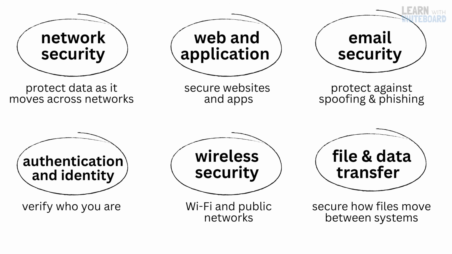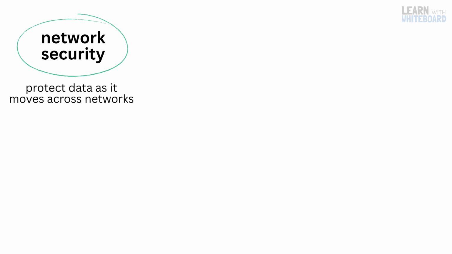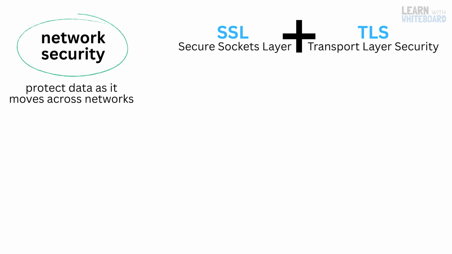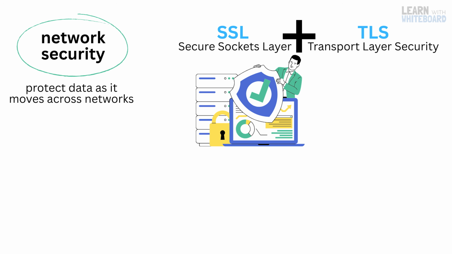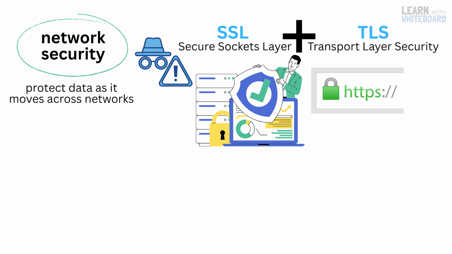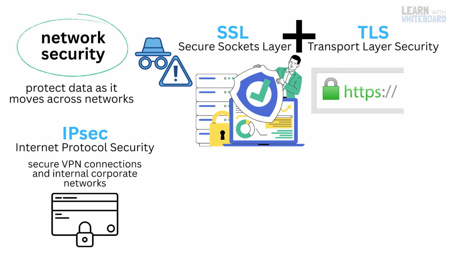Let's start with the backbone of internet security, network protocols. SSL and TLS are what encrypt data when it travels from your browser to a server. Whenever you see HTTPS in a website URL, TLS is working behind the scenes, making sure no one can intercept or modify the data. IPsec is another powerful protocol used to secure VPN connections and internal corporate networks by encrypting traffic at the network level.